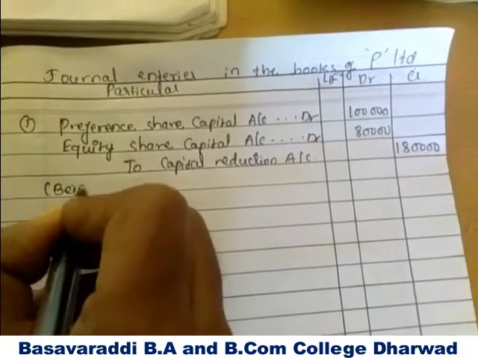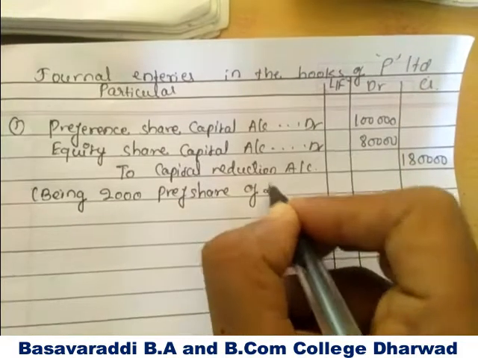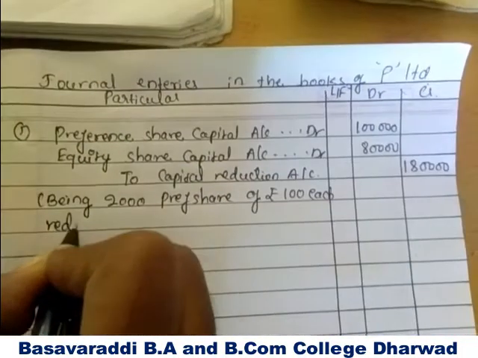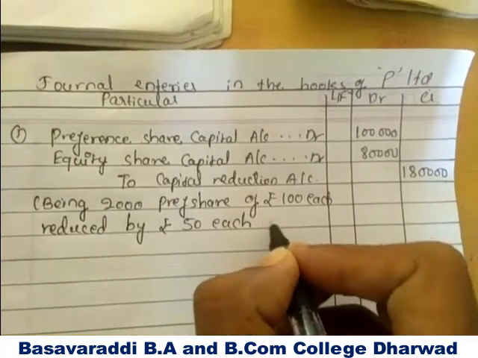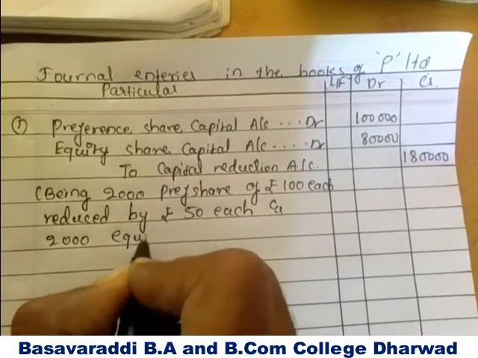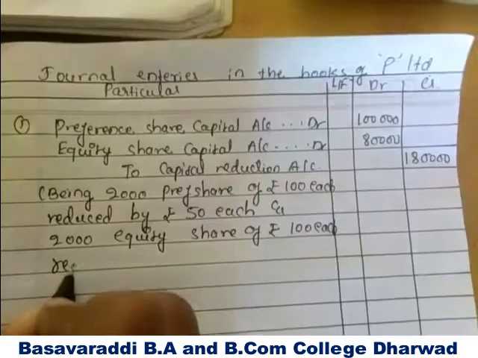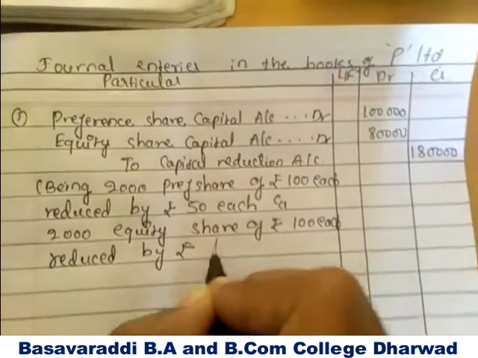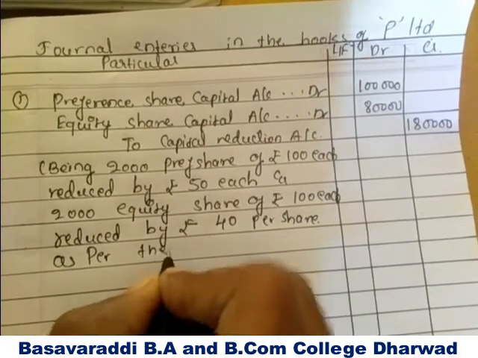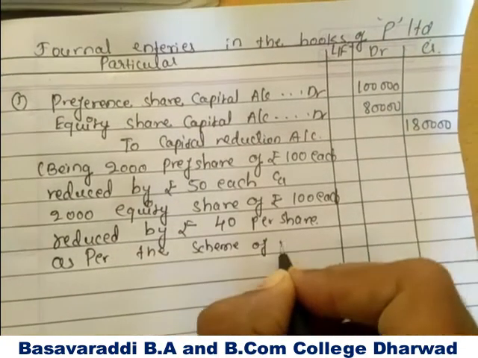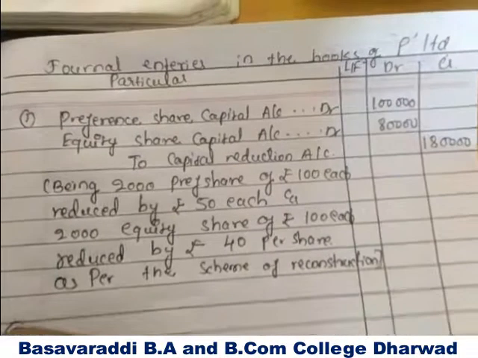Narration: being 2,000 preference shares of rupees 100 each reduced by rupees 50 each and 2,000 equity shares of rupees 100 each reduced by rupees 40 per share as per the scheme of reconstruction.